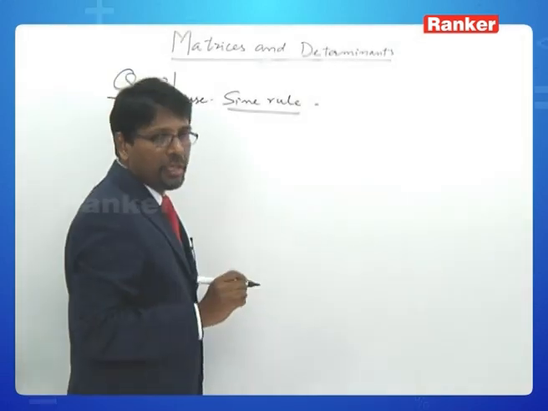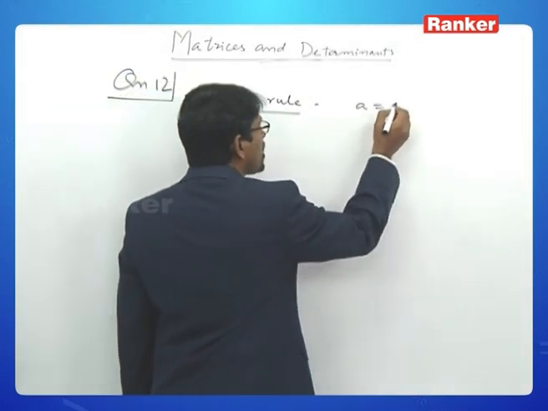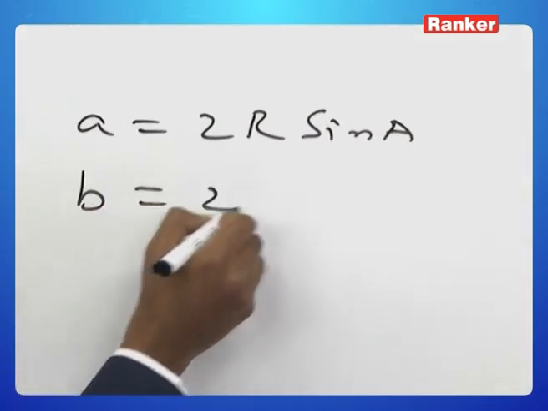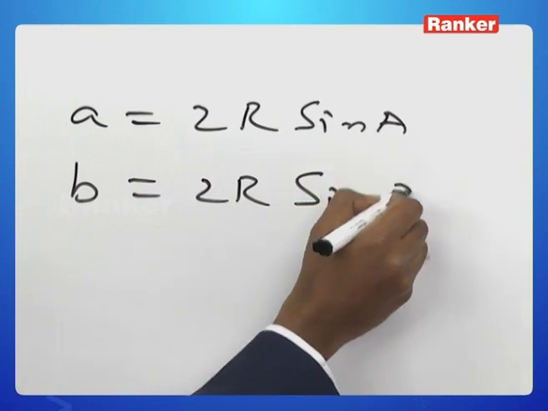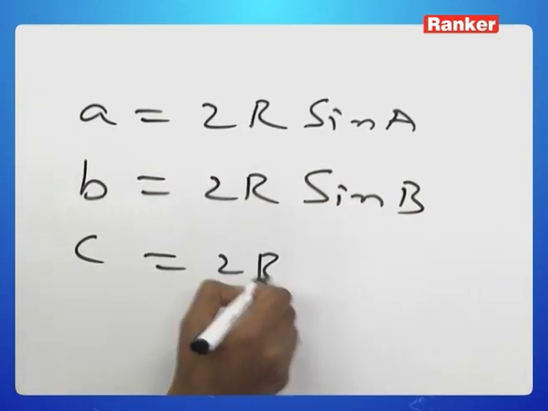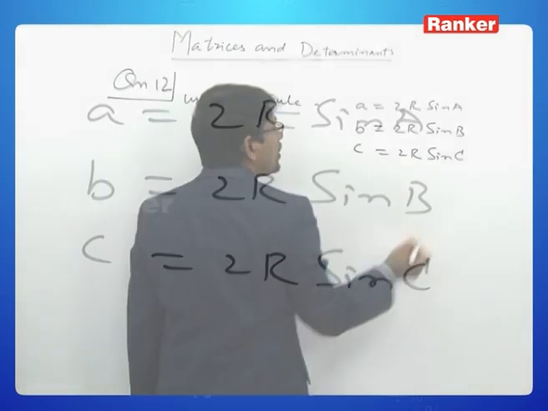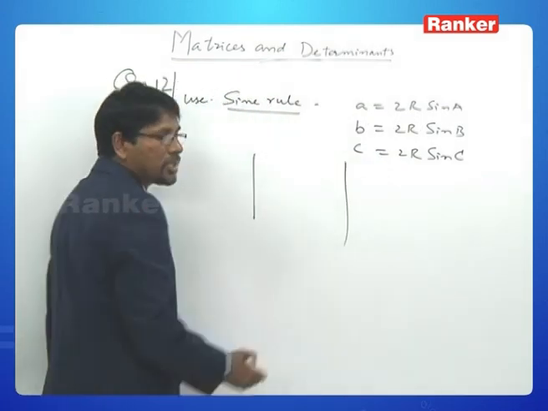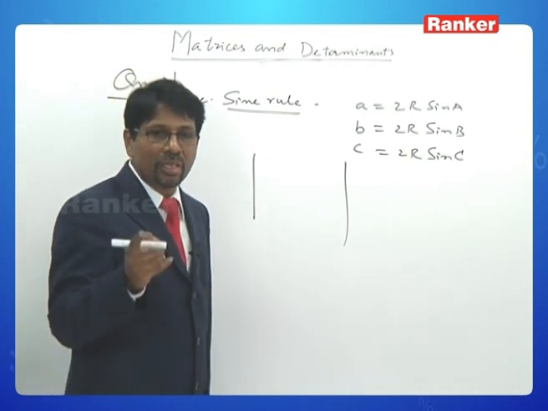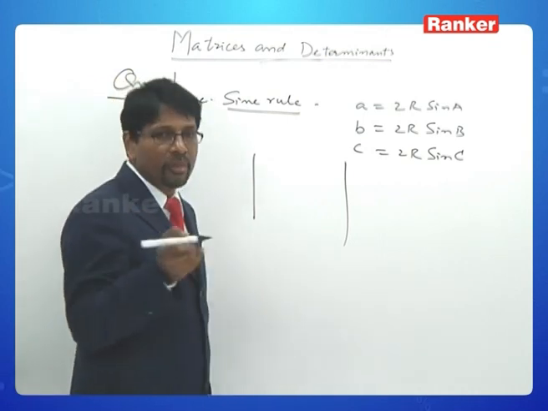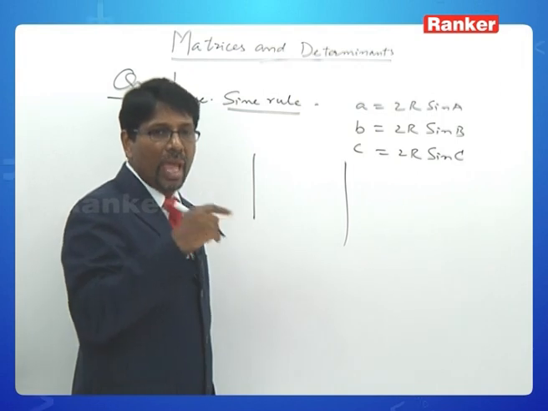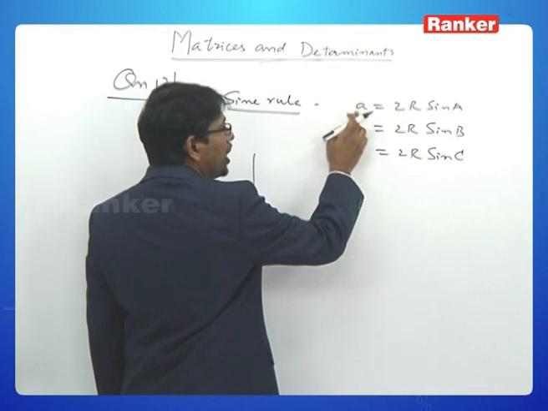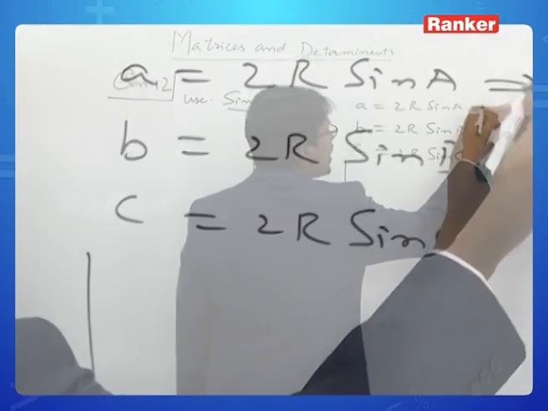What does the sine rule say? a is equal to 2R sin A, b is equal to 2R sin B, and c is equal to 2R sin C. So here, since all the options are in terms of the sides, we will have to convert the angles part into sides. So how do I do that? Sin A can be replaced by a by 2R. This implies sin A is a by 2R.